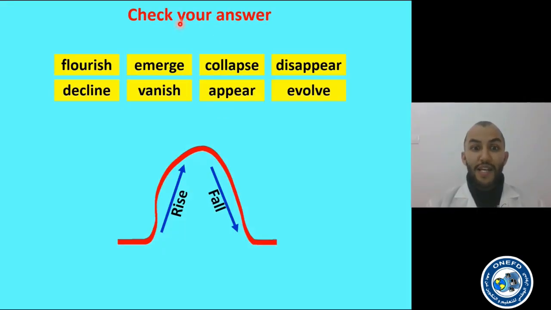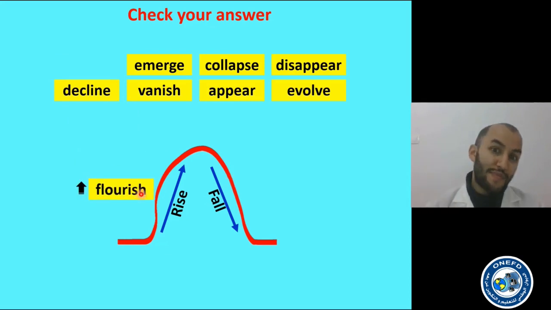Now let's check your answers. Now what you have to do is place these words on the curve of the rise and fall of civilizations. Okay, all right. Let's see the first one. The first one is flourish. So yeah, flourish is like, yeah, to go up, to rise, to prosper. Okay, good.